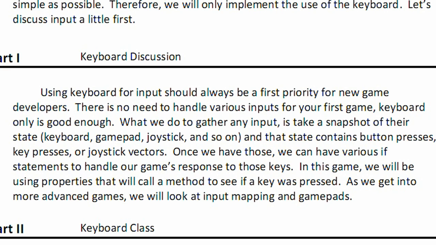What we'll do for any input is to gather a snapshot of its state. And what that state does is it captures what keys were pressed. If we have a gamepad, we can find out what buttons we have pressed. If we have a joystick, we can gather the joystick vectors of that game loop. So for keyboard only, a keyboard snapshot just holds what keys have been pressed or not.